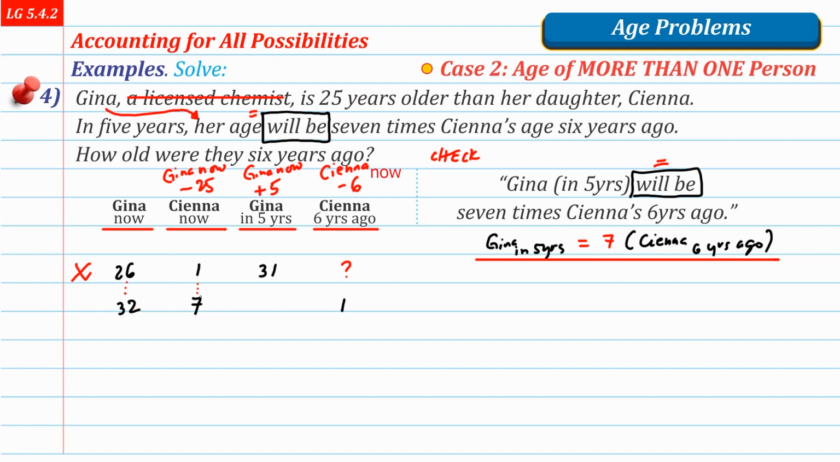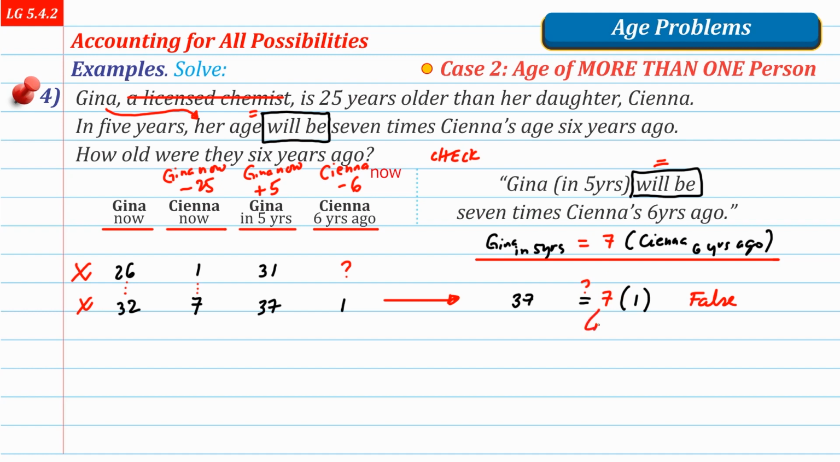Okay. Kung si Gina now is 32, ano si Gina in 5 years? Ano si Gina in 5 years? 37. Di ba? Dahil lang alam mo ito na si Shena 6 years ago should be 1 at least. Nakuha natin to, then nakuha natin to, then nakuha natin. Okay, it's time to check. So, Gina in 5 years, ito po yun, 37. Is it equal to 7 times Shena 6 years ago? Shena 6 years ago. True or false?